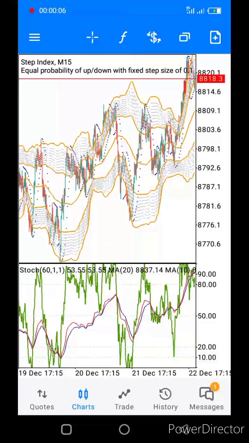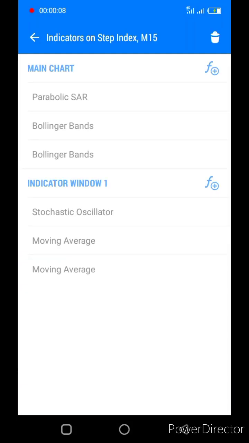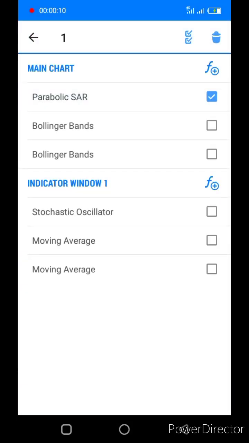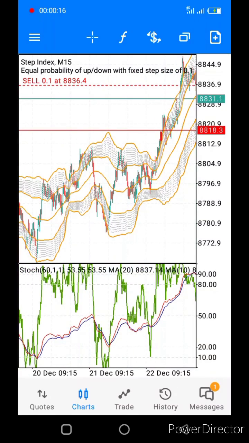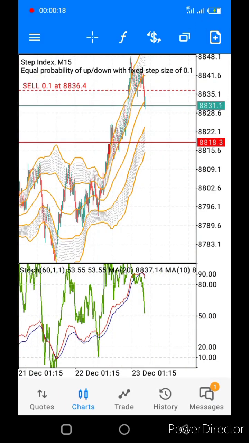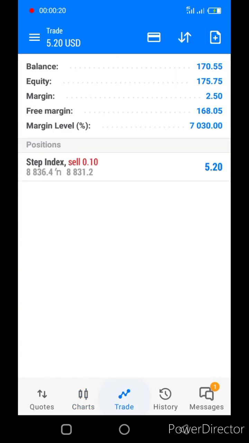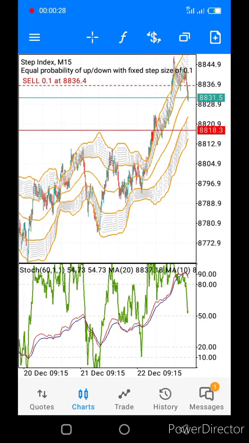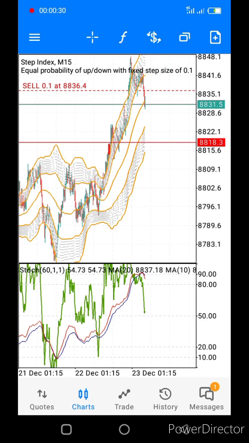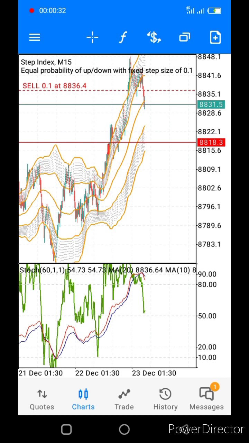So let me quickly teach you this strategy. The parabolic is not needed here. This is a live account that is running. Can you see that now? Profit is on $5 already. So what is going to happen with this particular strategy and how to use it?